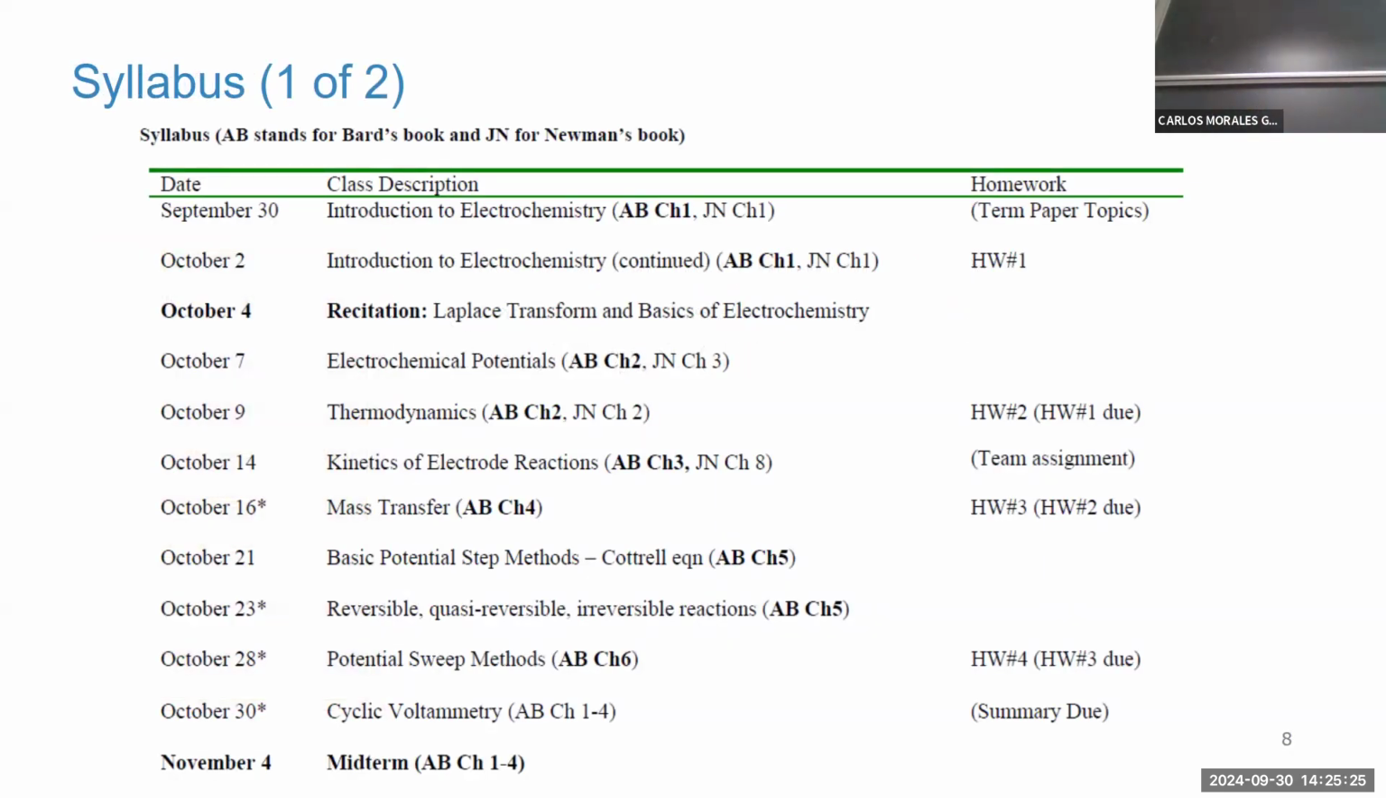So this is the syllabus. That table is in the document that you have right now. Okay. So AV is Allen Bard and JN is John Newman. If it's in bold, that's what we will actually read. John Newman is just recommended. You don't need to buy the book. I don't want you to tell me that you had to buy the 2 books. Buy one, the Allen Bard. Okay. So we will have some introduction to electrochemistry. We will continue that on Wednesday. On Friday, we will have a review of Laplace transform and the basics of electrochemistry.